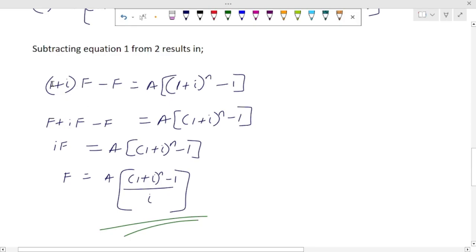Then f multiplied by 1 is what? f. f minus f, that's 0. So what you have left is what? if equal to all these other terms here. So of course, you divide both sides by i, that will be what? F equal to what? A, all the same thing, divided by i. And that's how we get this formula.